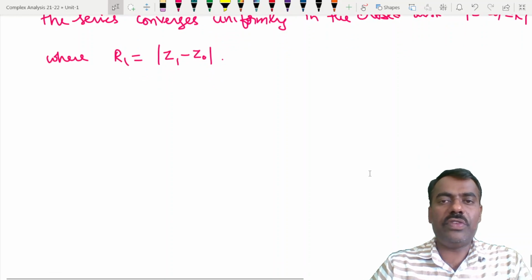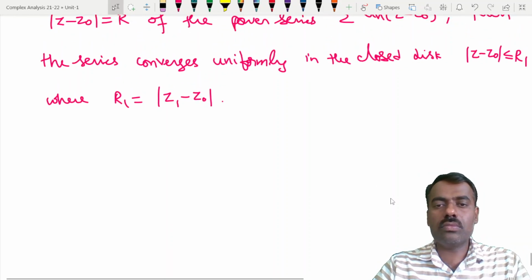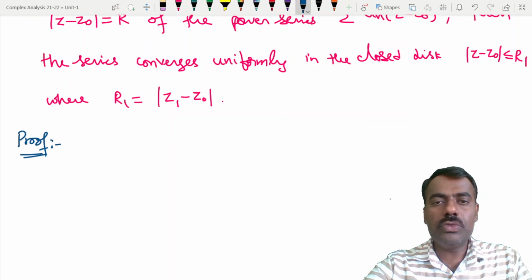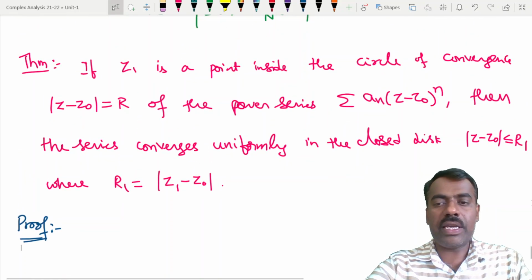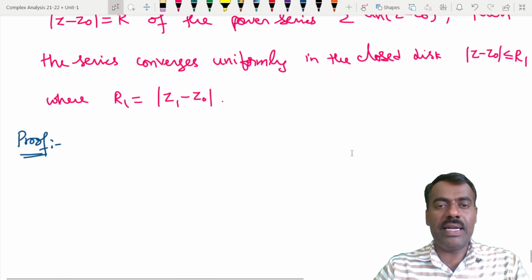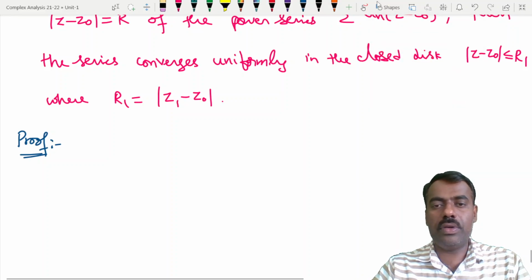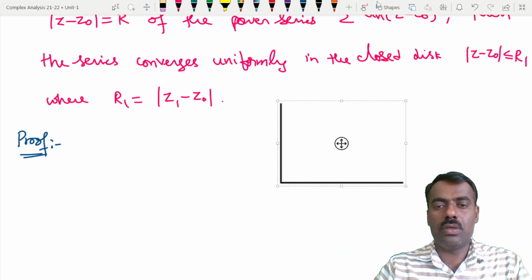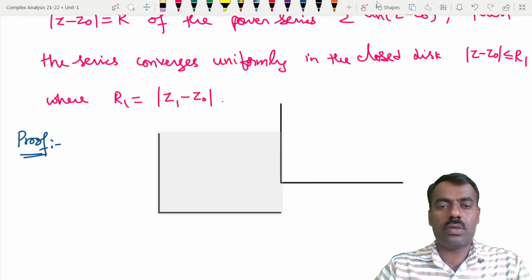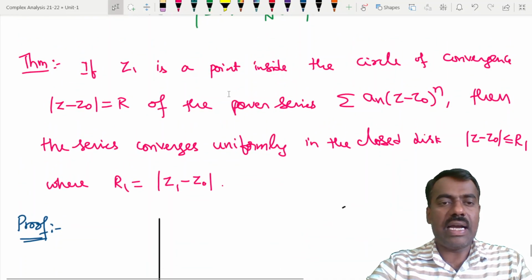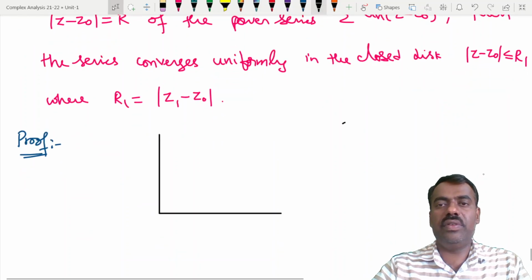So we want to prove that if you take any z inside this disk, mod z minus z naught less than r1. So what is r1, that we will write first. Suppose we have here, first we will write the r, which is the circle of convergence. So we will have a little bigger one.